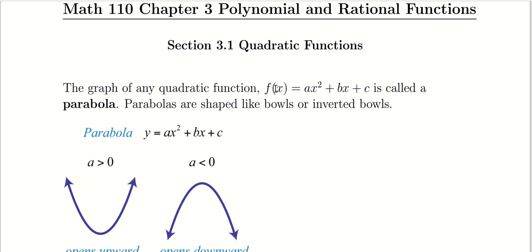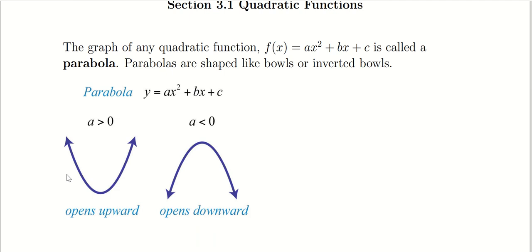The graphs of quadratic functions look almost like a U-shaped figure that could look either like a right side up U or an upside down U, and the proper name for that shape is what's referred to as a parabola.